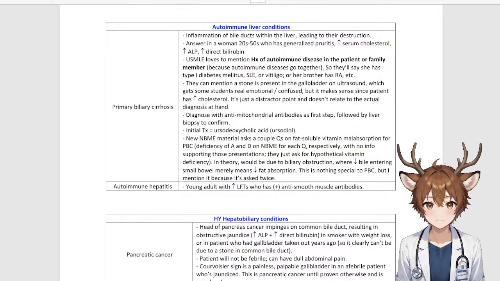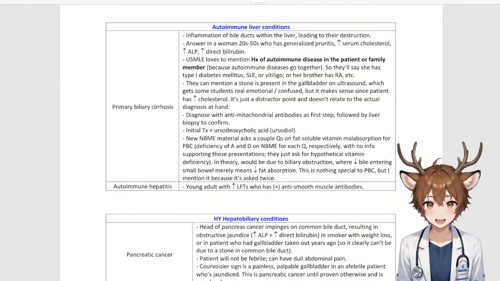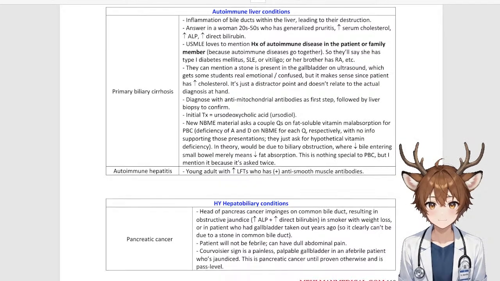Autoimmune hepatitis. Young adults with an increase in LFTs who has a positive anti-smooth muscle antibodies.